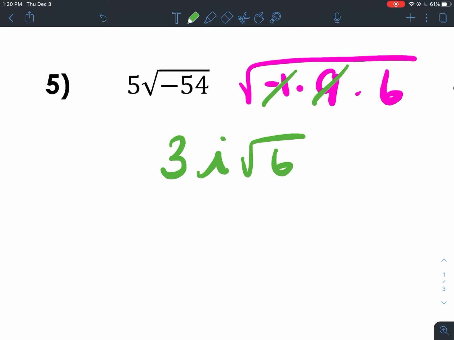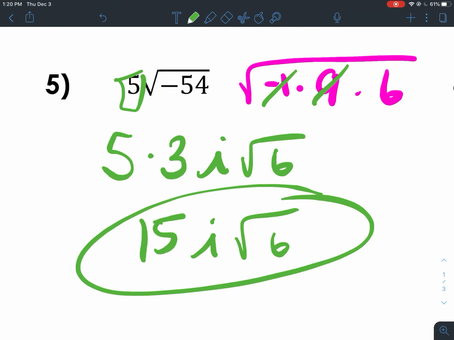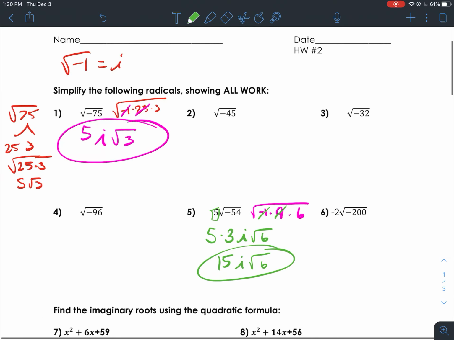But we're not done, right? We've got that 5 out in front. So remember last time, all you do is when you have a number out in front, you multiply it by whatever you pull out in front. So we end up with 15i root 6. So that's pretty much how you do 1 through 6.